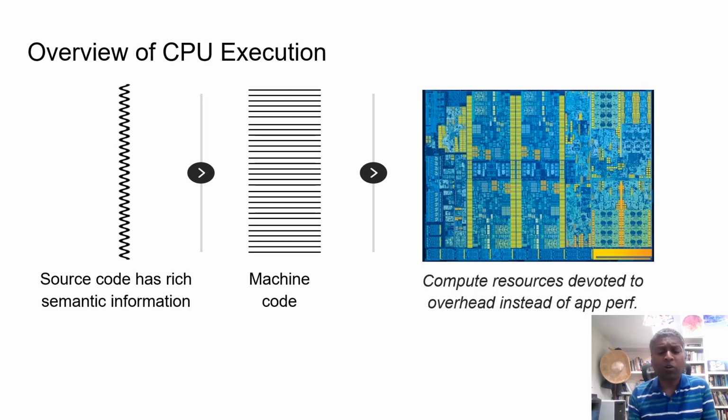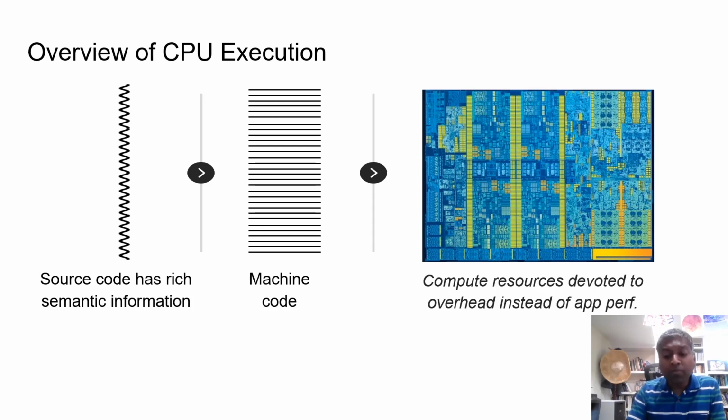So here's a very high-level overview of conventional CPU execution of a deep learning application. The source code has very rich semantic information, which is then broken up, and you end up destroying all that rich semantic information, and you have machine code in terms of primitive instructions. Then you spend a lot of resources on the hardware rediscovering the semantics of what was in the application, and you end up wasting a lot of resources for it.